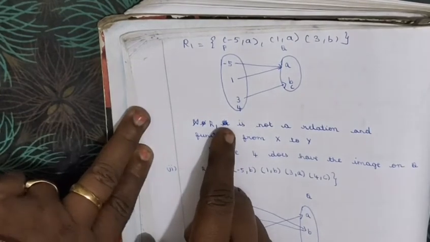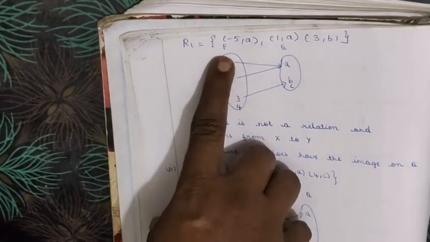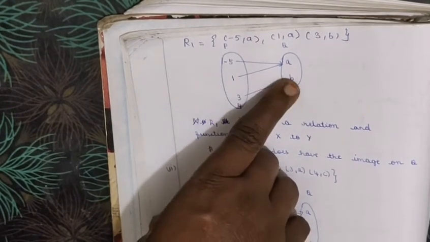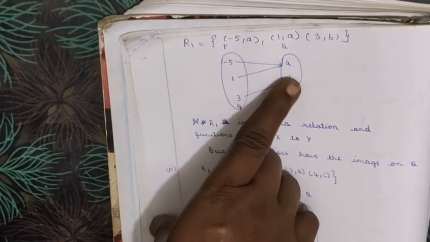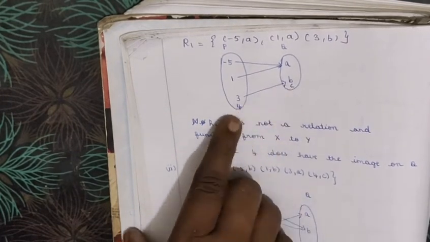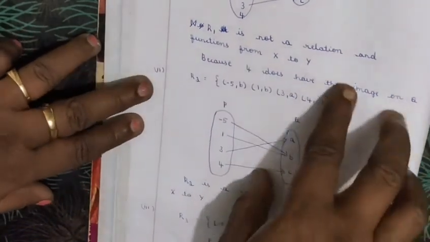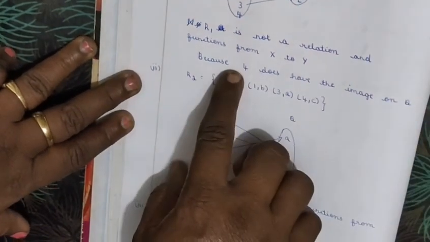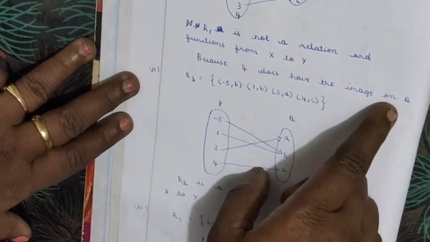Okay. Now first we have to find whether it is a function or not. In order to find that, all the pre-images should have an image. That is, every pre-image must have an image. Now this 4 does not have any image. Okay. Now R1 is not a function from x to y. Okay. Why? Reason: because 4 doesn't have an image in Q.